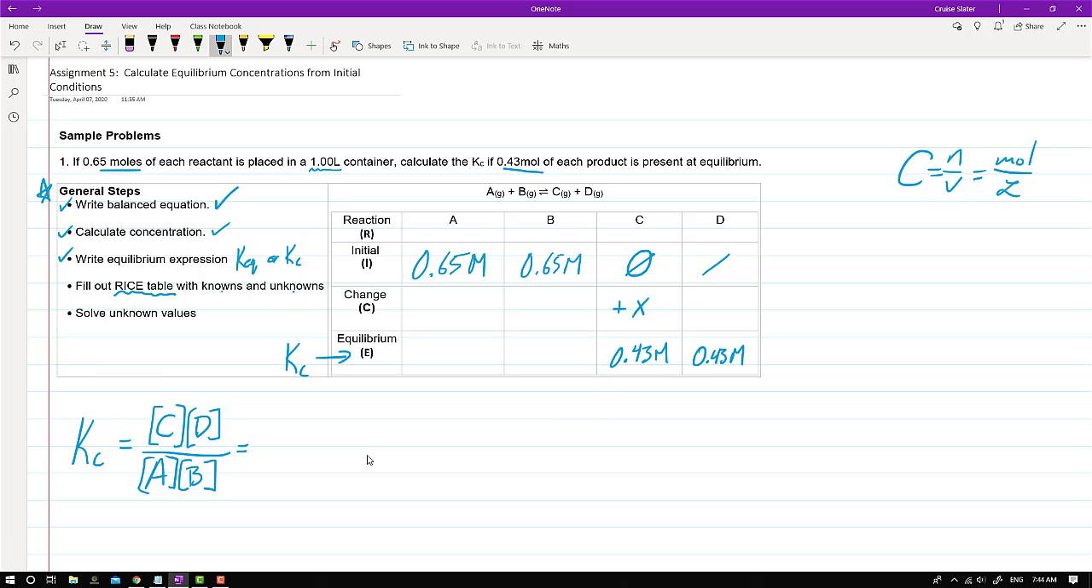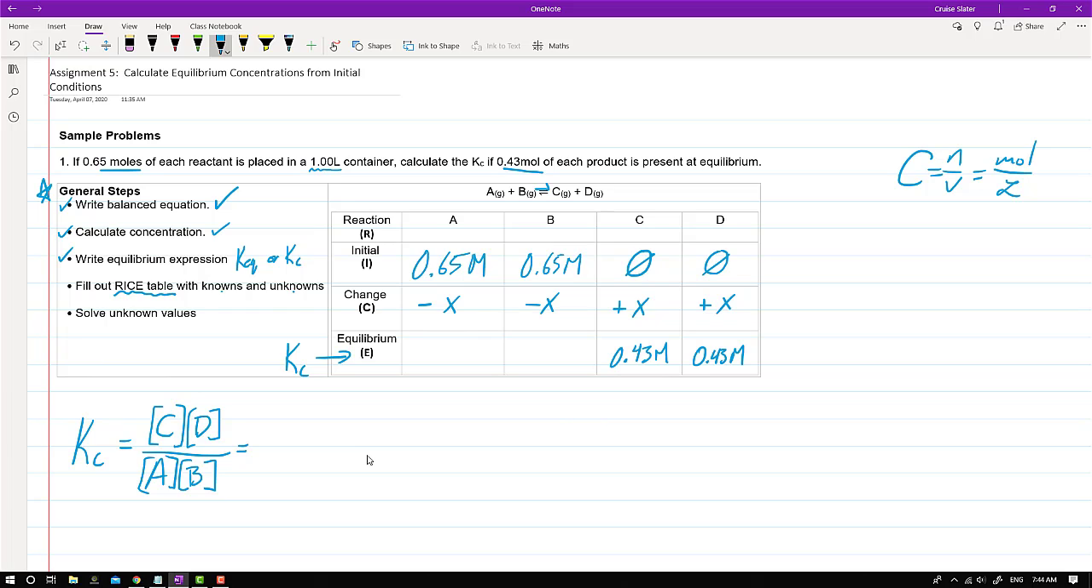So if C goes up by a value of 1x, that means D is also going to go up by a value of 1x. They're on the same side, they're both products, and it's a 1-to-1 ratio. So they're going to go up by the same amounts. If my products are increasing, that means my reactants must be decreasing. I have to get the mass and matter from somewhere. So we're going to be really focusing on that forward reaction in this case as we strive to reach equilibrium.